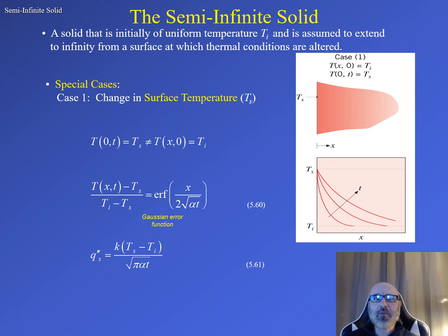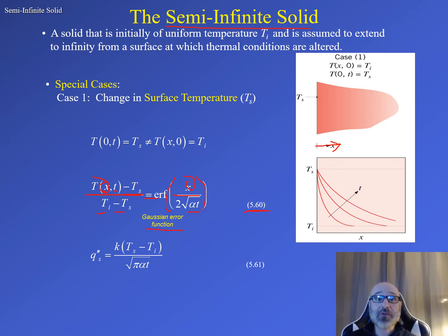Taking a look at equation 5.60 in our textbook, we have this relationship where the difference between the temperature at some position and time of interest, potentially what we're solving for, minus our surface temperature, all divided by our initial temperature minus that surface temperature, is equal to the error function, our Gaussian error function, of the position x, the same x as for our temperature there, all divided by 2 times the square root of alpha t. So this references back to equation 5.60 for our semi-infinite solid.